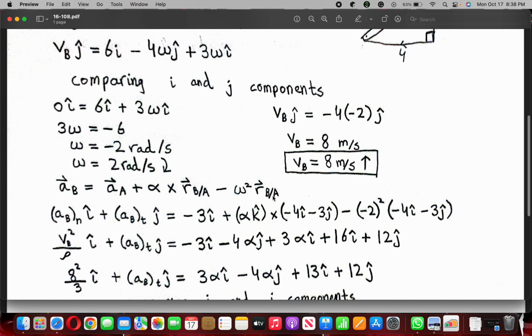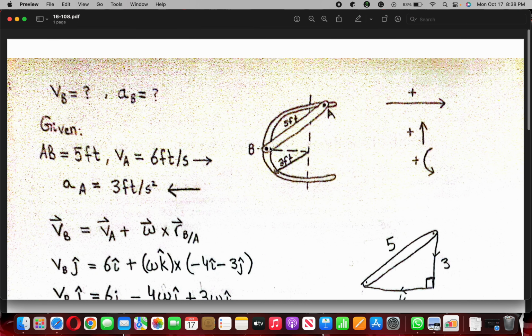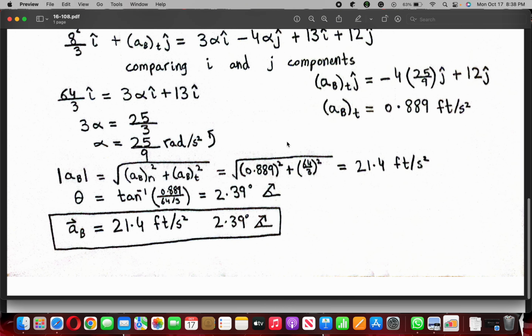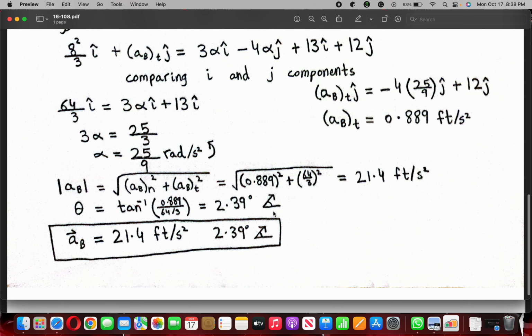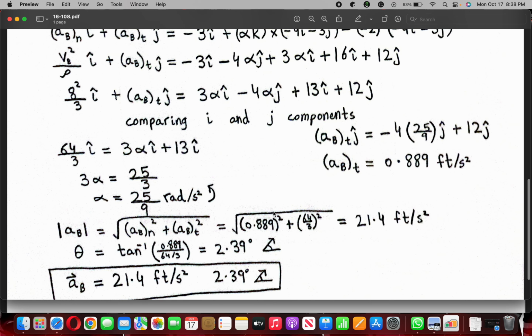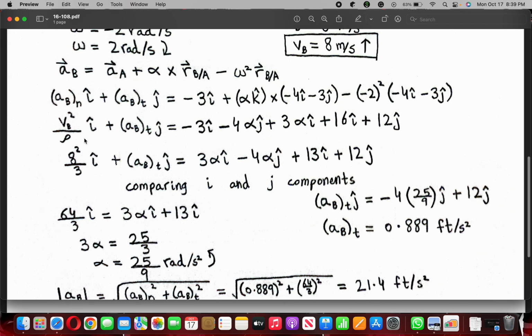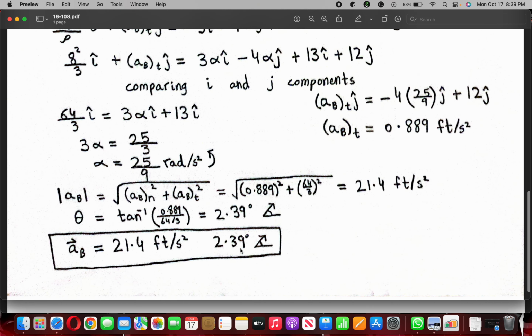If we go back to the diagram, the acceleration has to be on this side. If we draw a mathematical trigonometric quadrant, it is in the first quadrant. So this is the acceleration at B, which is 21.4 feet per second squared at an angle of 2.39 degrees. If we just needed the magnitude, we wouldn't have to break it into components, but for finding the angle we had to do that.